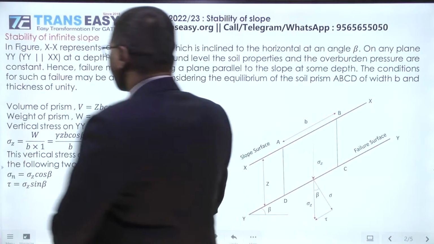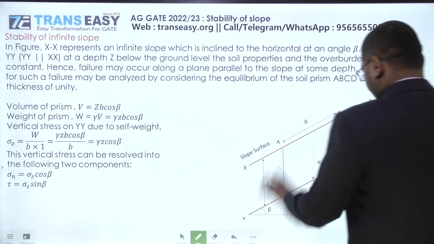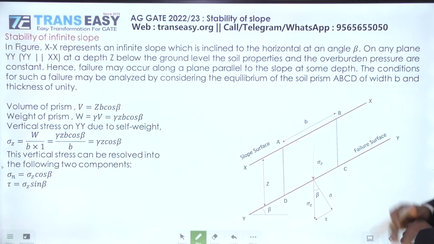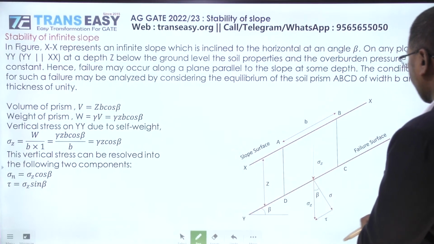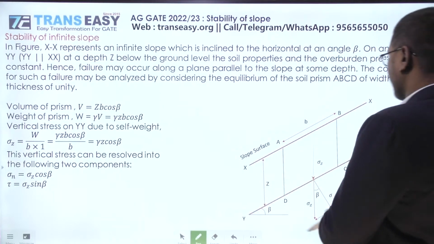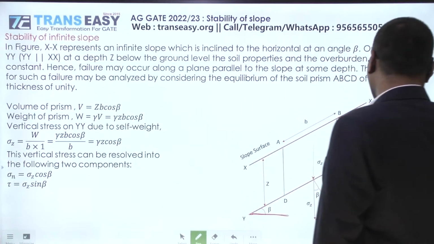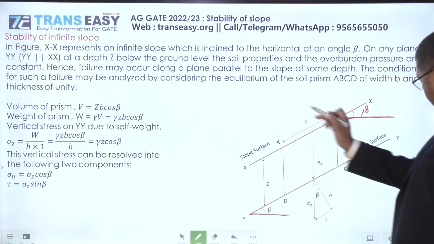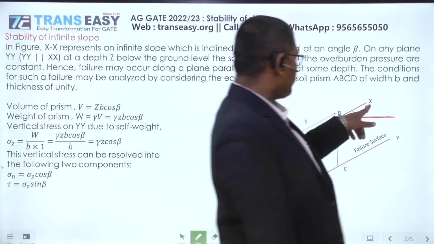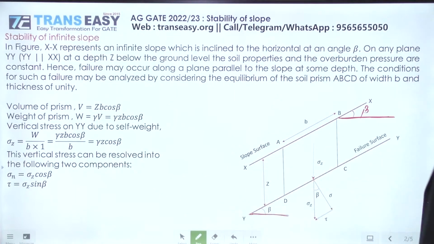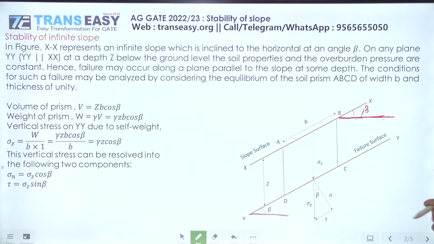So friends, this is the diagram for analysis purpose. XX represents an infinite slope which is inclined to the horizontal at an angle of beta. So this is the angle of inclination with the horizontal. This is the horizontal line. So this slope XX is inclined with the horizontal at an angle beta.